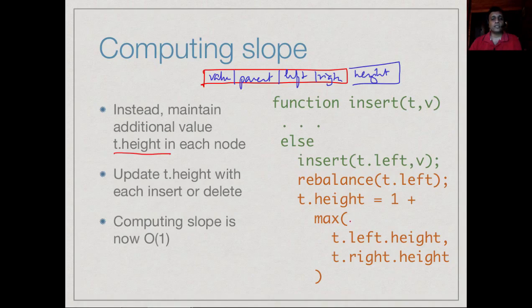And every time we want to check the slope, we just have to check the values of the two trees below us and check the difference of their heights, because that will be given locally by this height field in the node. So we have to be careful not to compute height recursively, but to store the height as part of the tree and also update it with every update.